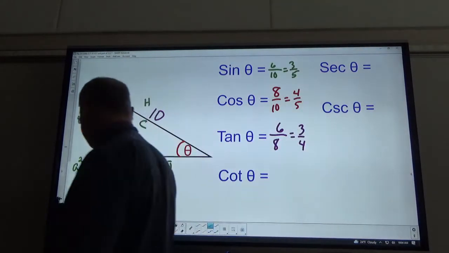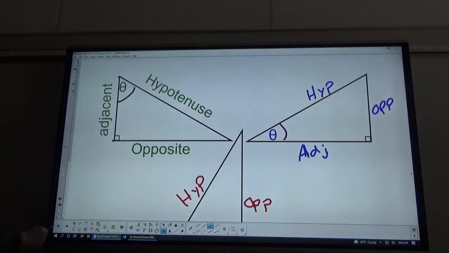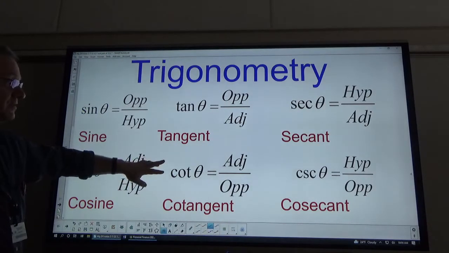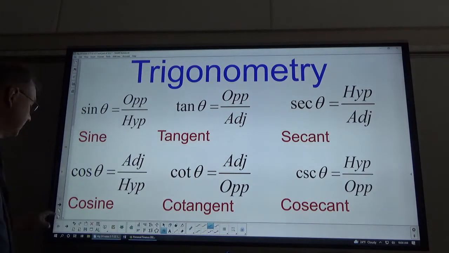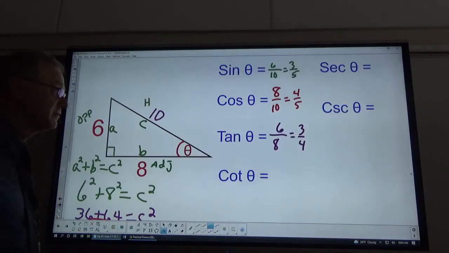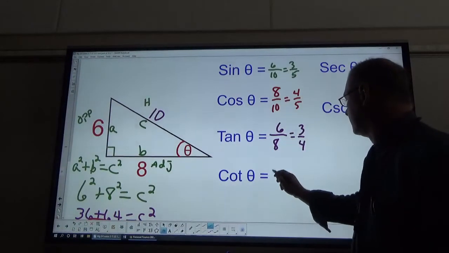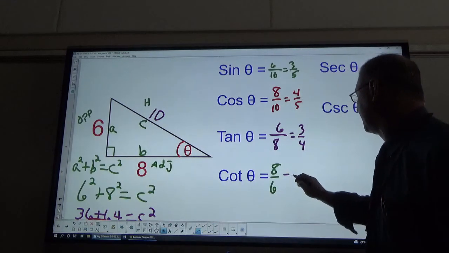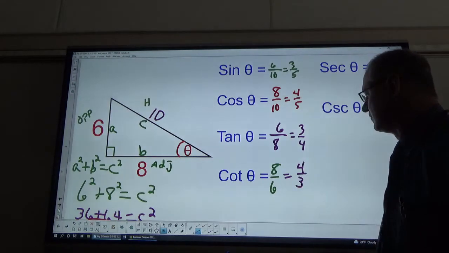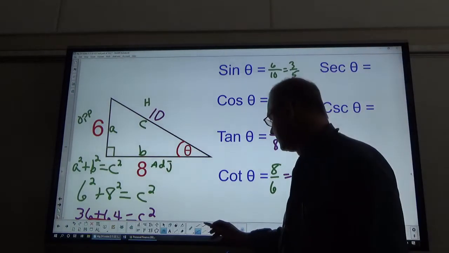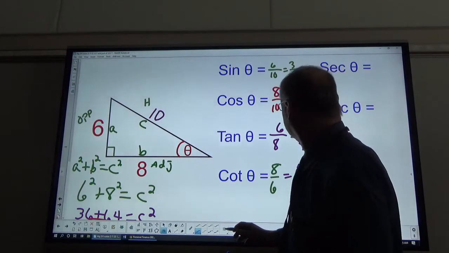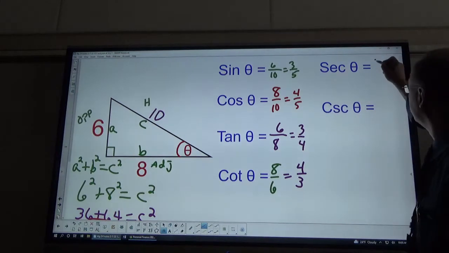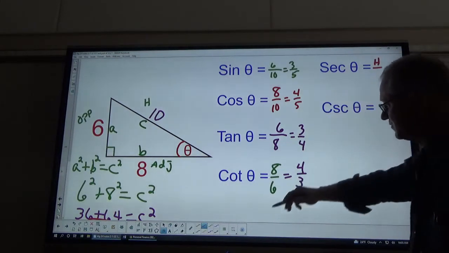Now, if we go back, tangent is opposite over adjacent, cotangent is adjacent over opposite. So cotangent, adjacent over opposite, and that's 4/3. Secant happens to be, let's see, hypotenuse over adjacent, whoops.